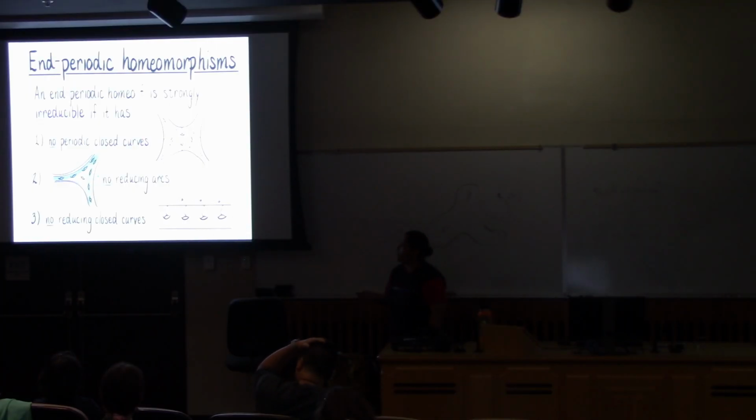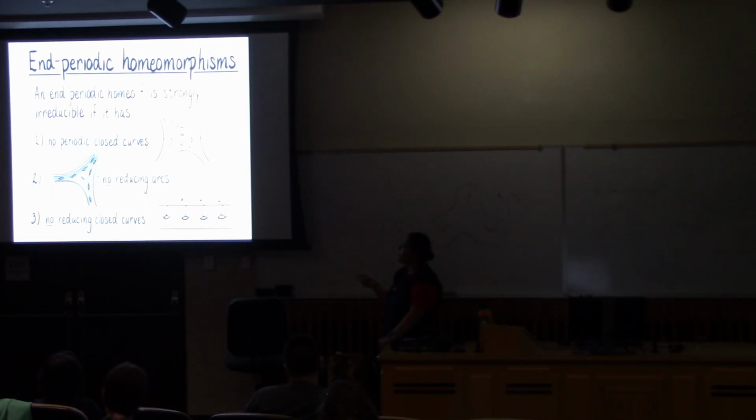A reducing curve is a curve which starts out in a neighborhood of a repelling end, and then as we iterate, it escapes out into an attracting end, or vice versa. We start out in an attracting end, and we backward iterate, and we escape into a repelling end. This is also reducing behavior that I don't want to see. Sometimes you'll see just this first type of map, where you don't have periodic closed curves, called atoroidal.